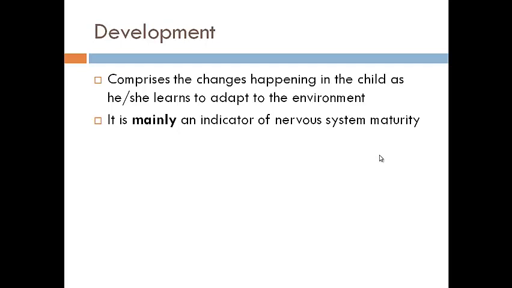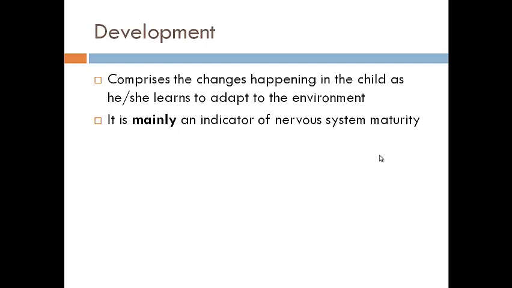Remember that each parameter is used to reflect a specific thing. You've got 3 parameters, which are height, weight, and nutrition. For development, remember development was a change in the structure. Okay, so an increase in complexity of the baby or the organism. And this comprises the changes that are happening in the child as he or she learns to adapt to the environment. Okay, so basically how the child interacts with the surrounding environment. And we're going to see how that happens in a minute.